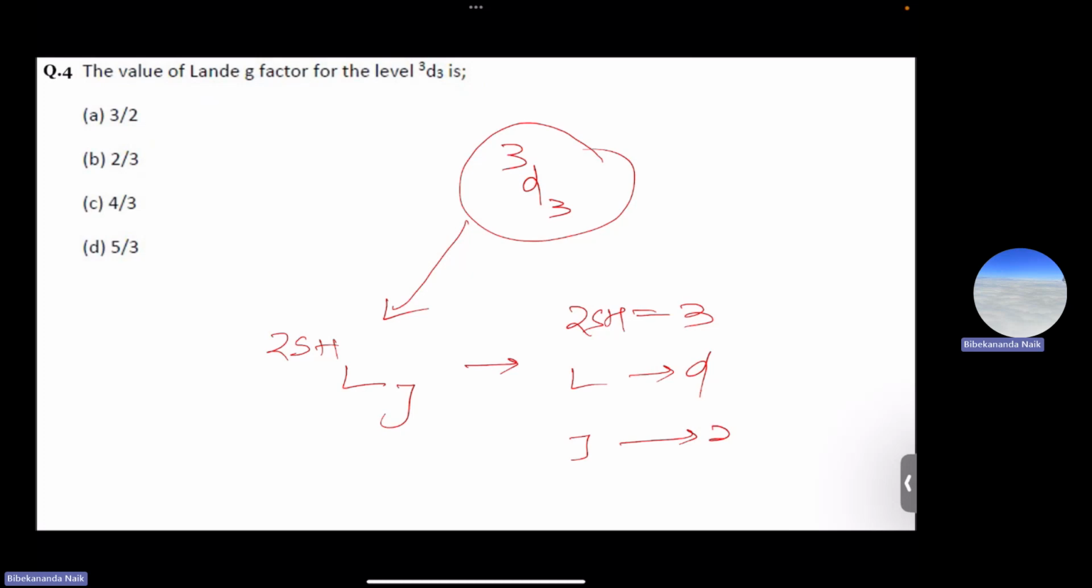I will give you a few minutes to try this question. Then after some time we will discuss. First we will discuss the factors on which the Landé factor value depends, and how the Landé factor value is calculated. We will see how we can derive the Landé factor formula. Then we put in the values corresponding to the level given, 3D3, and calculate the value of this Landé factor. So let's try it. Then we will discuss.